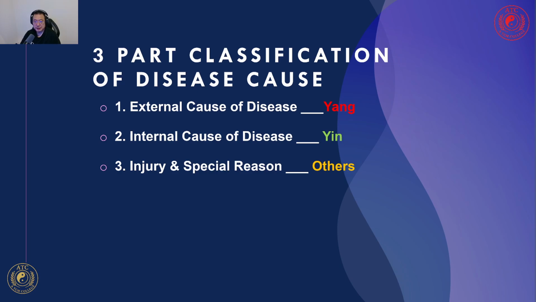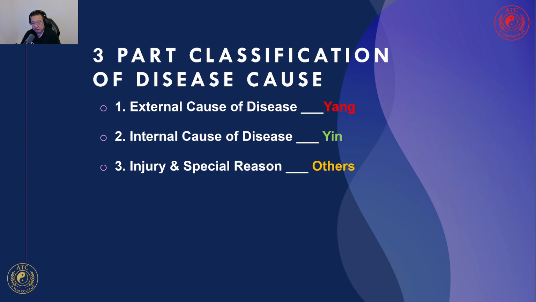In his book, he has the doctrine of three-part classification of disease course. First is external course of disease, it's yang. Second is the internal course of disease, it's yin. And the third, and also the most controversial part, is injury and special reason. I give the name others.